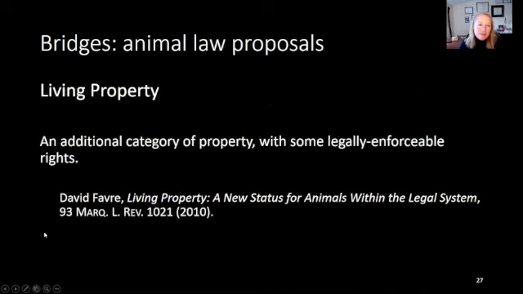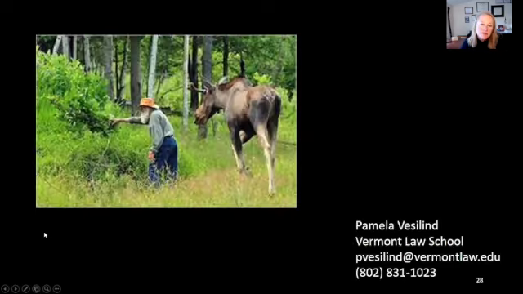Ultimately, unless they become something more than just inanimate property, moose, as with other wildlife animals, are not going to become anywhere close to what we imagine under ecological law principles. And this is a 2010 article by David Favor about the concept of creating a new category of property called living property, and that would include animals.